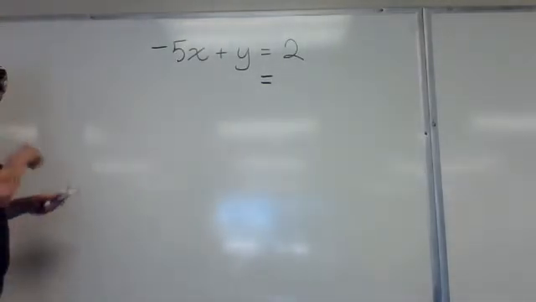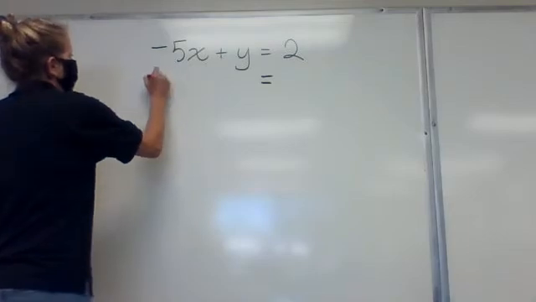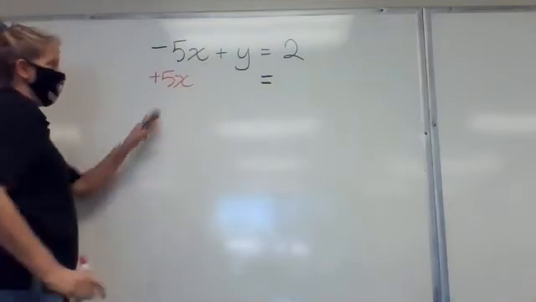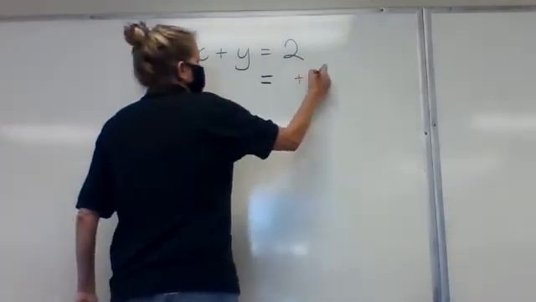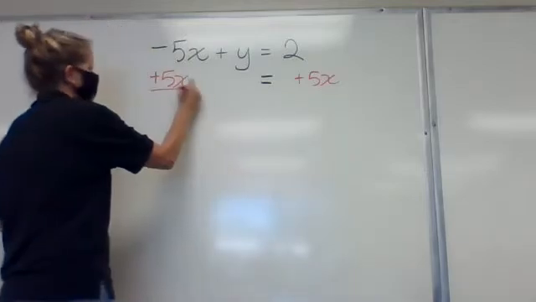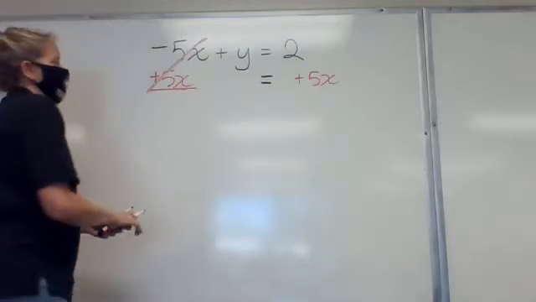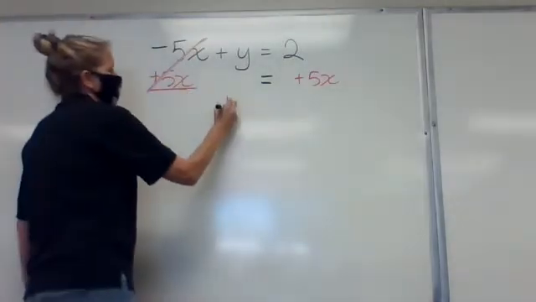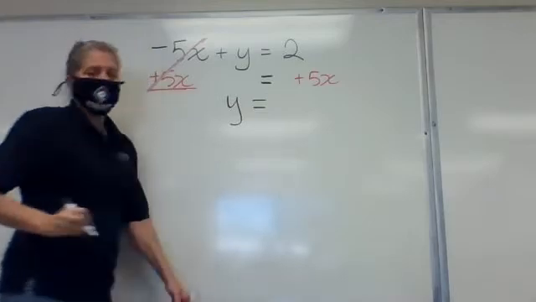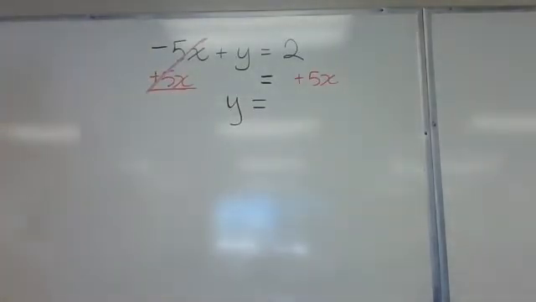So how am I going to get rid of minus 5x? Right. If I add 5x here, I have to add 5x here. Get rid of that minus 5x. Now I have y by itself. There's my equal. Now, here's something that's very important.